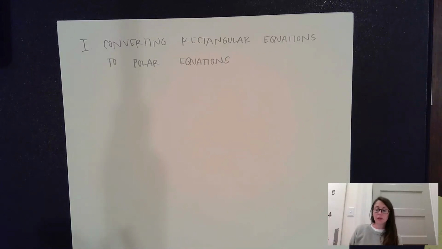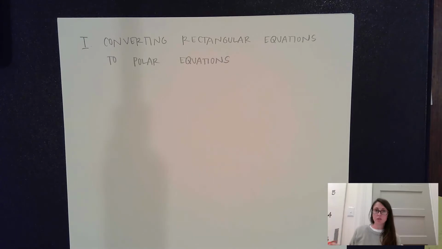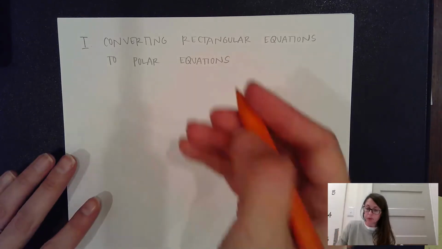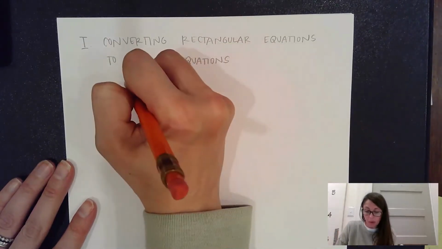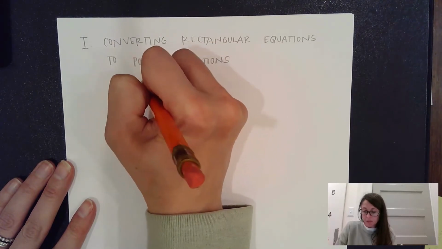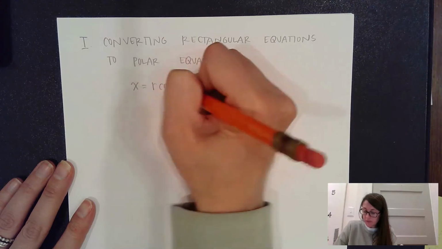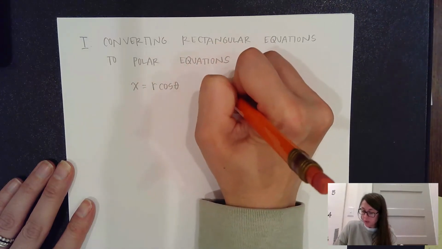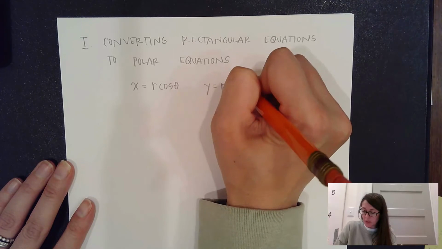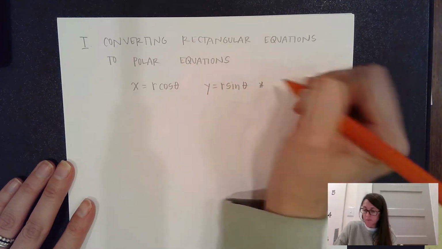Hey guys, so today we're going to look at changing rectangular equations into polar equations, and then we'll change polar equations into rectangular equations. To convert rectangular equations to polar equations, we are going to remember that x is equal to r cosine of theta, and y is equal to r sine of theta. So that's what we need to remember here, most importantly.